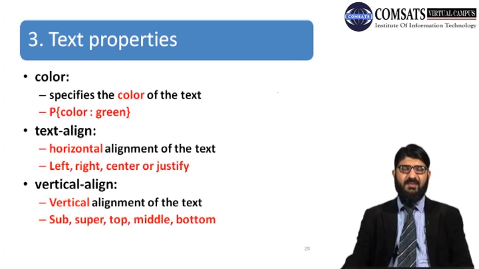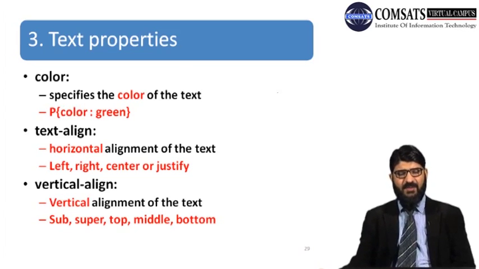Color is the most common text property. It basically specifies the color of the text. What color you want to use, you can mention with the help of the color property. And this color property applies to the text.